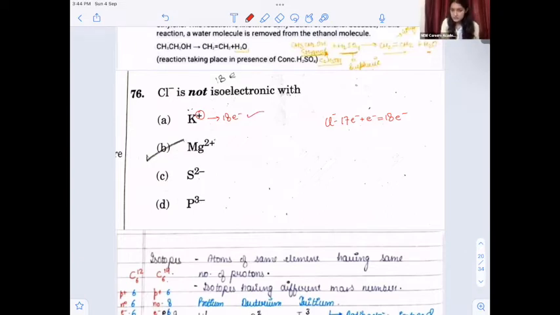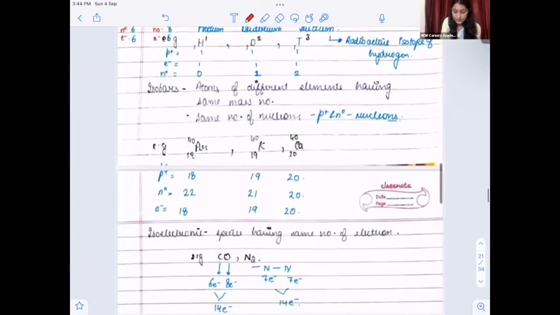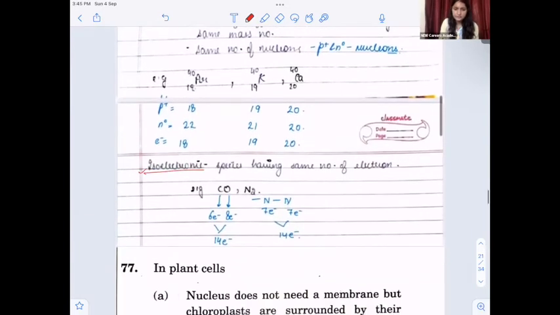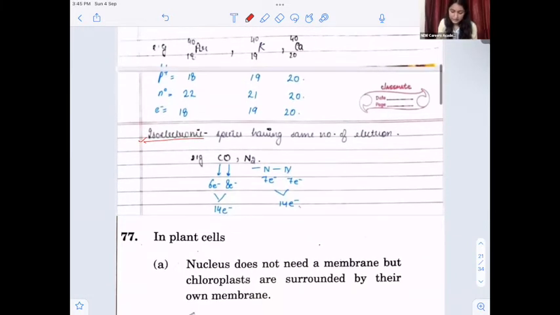S2 negative, 16 electrons plus 2 electrons, in total 18 electrons. Phosphorus, 15 electrons plus 3 electrons, 18 electrons. So our answer is option B, Mg2 positive. Magnesium contains 12 electrons. Okay, 2 electrons are lost, so in total 10 electrons. Option B. So this is given about isoelectronic species in notes, and we have solved some other questions as well for practice.